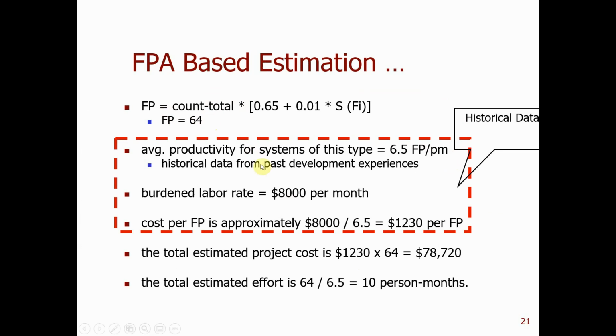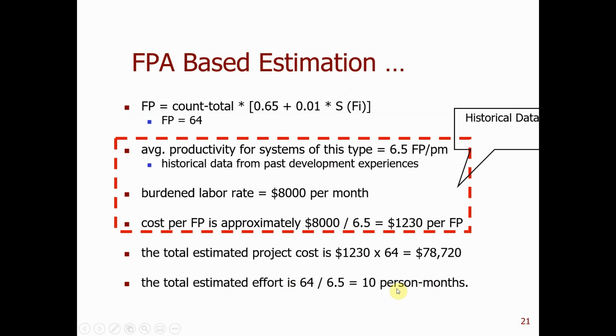here we use function point. We still have the historical data. The average productivity in terms of function point is 6.5 function points per person-month, and the labor rate remains the same. Then we know the cost, we can calculate the cost per function point is $1,230 per function point. So the total estimated cost is the unit price of the function point times how many function points you have. You have your value, and also you can calculate how many person-months you need: 64 divided by productivity. So you have 10 person-months to finish the product.